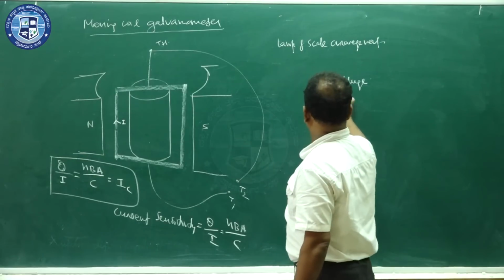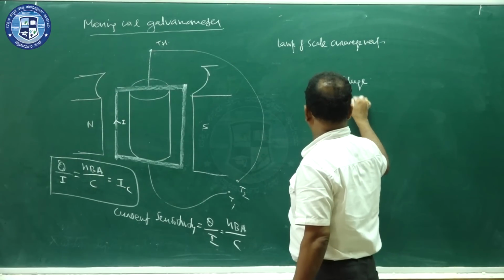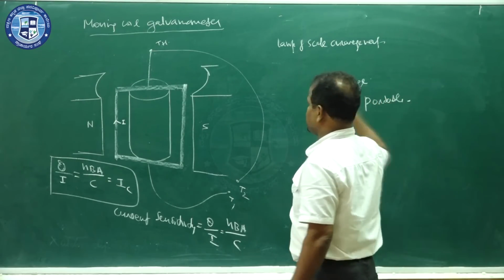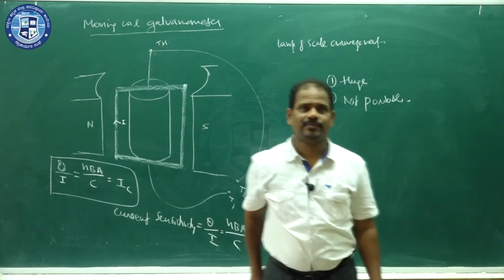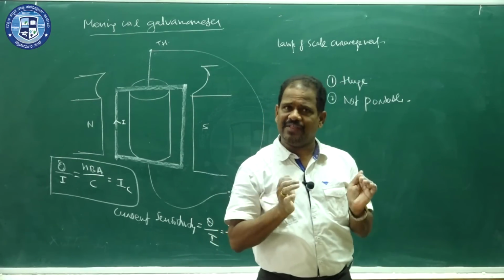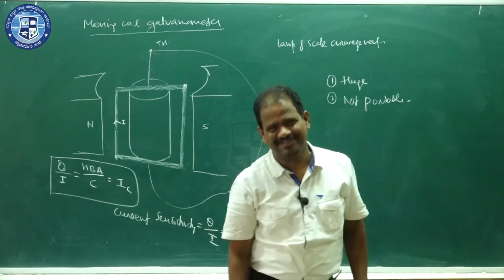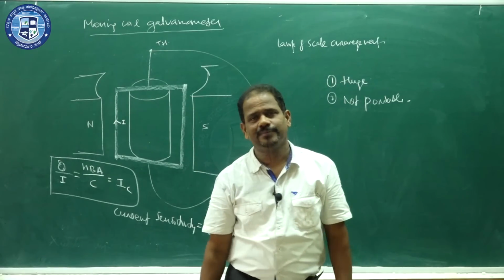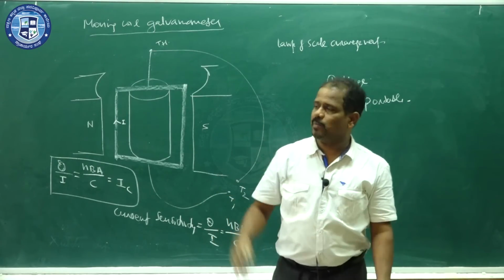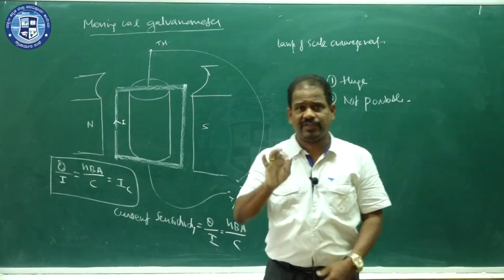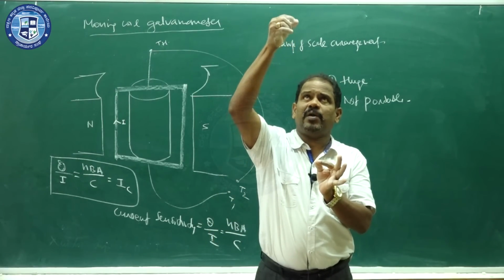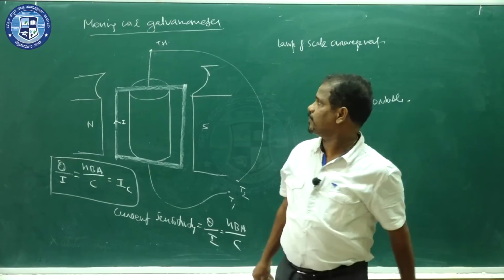The second one is that it is not portable. You can't carry this because it is suspended and fixed. If you want to measure the current in your house, we can't carry this meter to your house, and you can't bring your house here, which is not possible. A meter should be portable, so you can carry it. The moving coil galvanometer is not portable. It is fixed at one place because the coil is suspended from a torsion head fixed here.